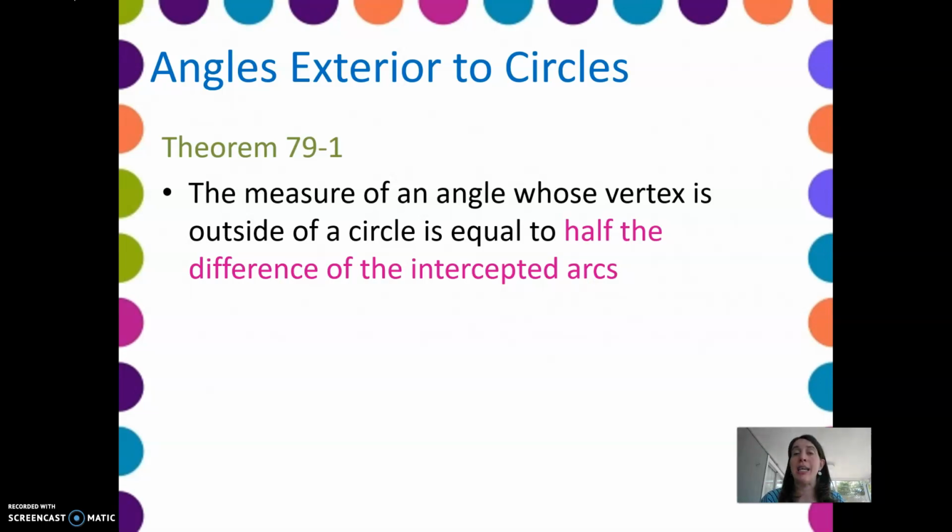Notice on this question it is the difference, which means it's a subtraction question. When we did the angles that were interior to our circles, we ended up adding the two arcs together and then dividing by 2. So there's going to be the key difference when it comes to these exterior angles. For the exterior angles, you're going to subtract, and then you're going to do the dividing by 2 for the half that you have in your question. Let me show you what that picture is going to look like.